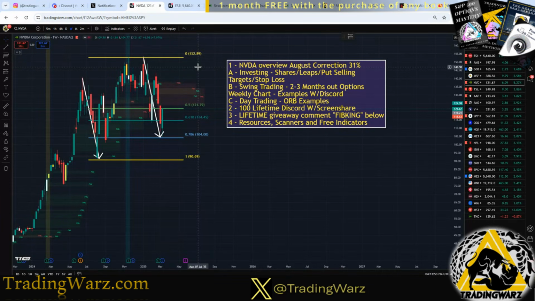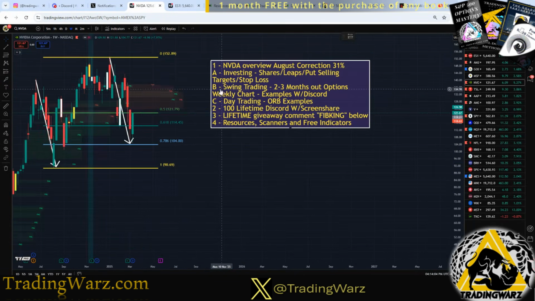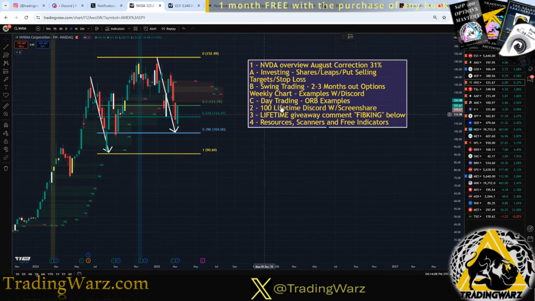I'll summarize again. So for investing, we're using the golden zone here. And every time we go lower, you buy more. Okay. So you have to size it according to how much cash you have available. And then when we're swing trading, we're just going to take this weekly candle here, entry above the high, stop below the low, 2 to 3 months out with options, or you can use the leverage ETF.